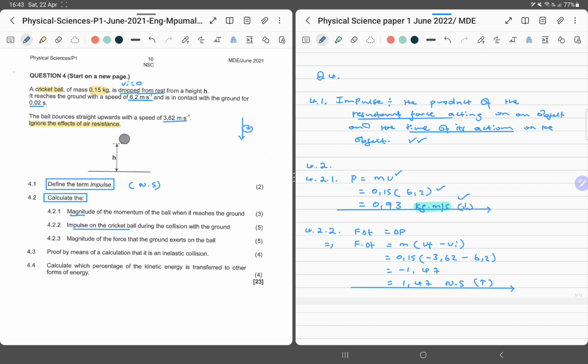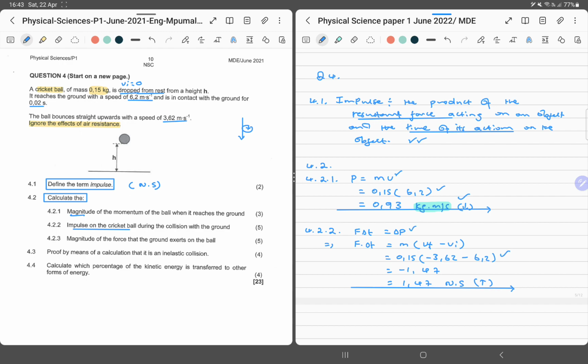Correct. It's good. I'm not sure. Is it a vector? Yeah, it's a vector. It is a vector because momentum is a vector. So change of momentum has direction. So yeah, we need to say the direction. So here we're getting 5 marks. Okay. What is the marks here?